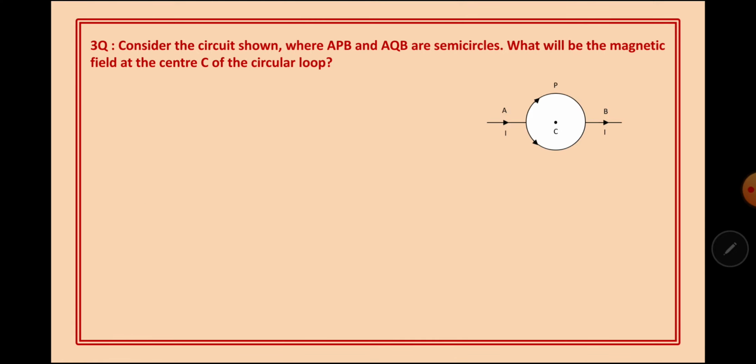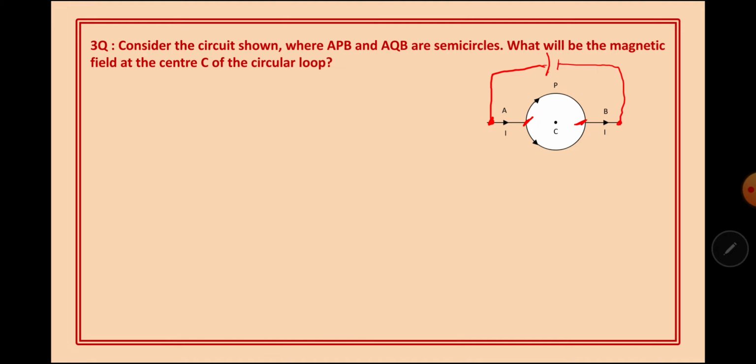Students, the next question is: consider a circuit as shown where APB and AQB are the semicircles. What will be the magnetic field at center C of the circular loop? Now students, again the situation is the same. Whenever I'm given 2 points A and B across which the current is made to flow, I always assume that some cell has been connected across these 2 points. So when a cell has been connected, these 2 points on the circular conductor come out to be at the same potential difference.